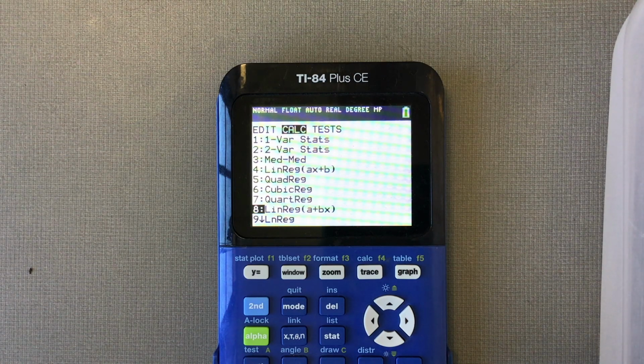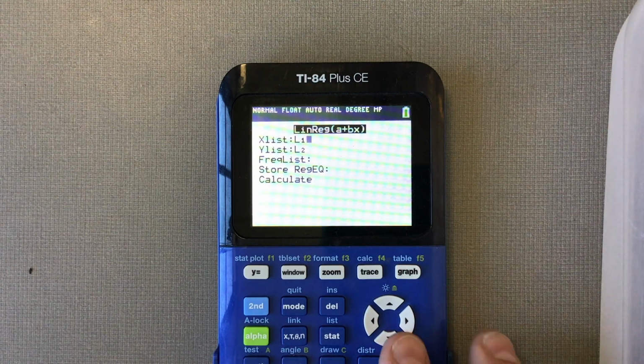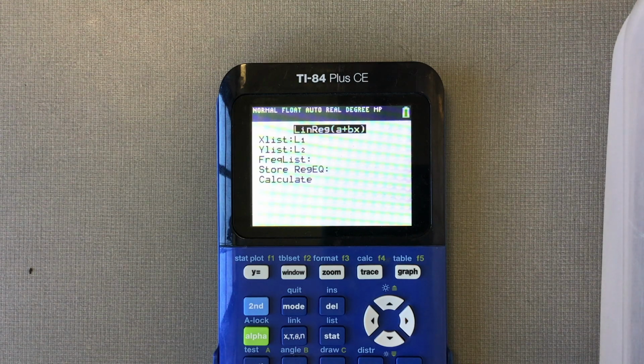You can either arrow down to it or you can just type the number 8. And then what we're going to do is put in where our different lists are. List 1 is what I'm putting along the x-axis, so I'm going to press second and then 1 down at the bottom, and that's list 1. And then for some reason it already has y as list 2. I don't know why it had list 2 as both things. That's sort of weird, but anyways.